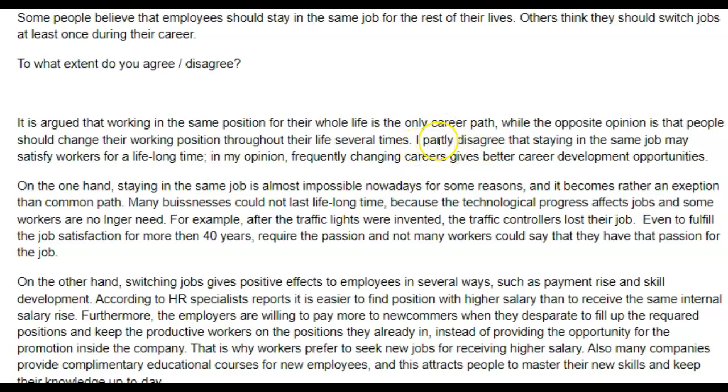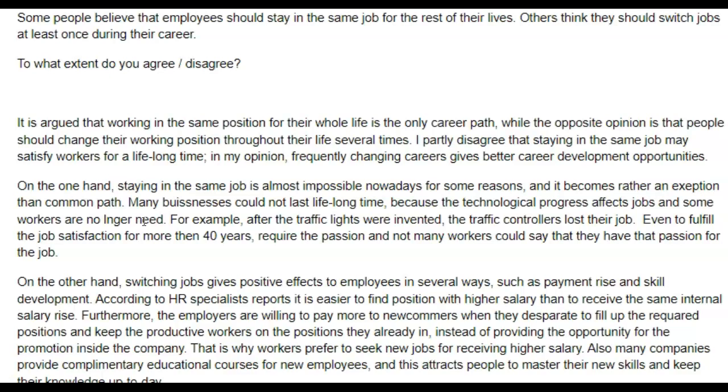So, or just you disagree. So I disagree that staying in the same job can satisfy workers. I mean, maybe that would have been better, because when I saw I partly disagree, I expected to see a paragraph where you supported the reasons why somebody may want to stay in the same job, but your stronger paragraph, the one with more detail, would talk about why switching jobs is important.